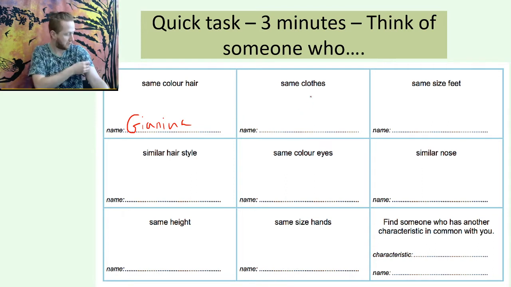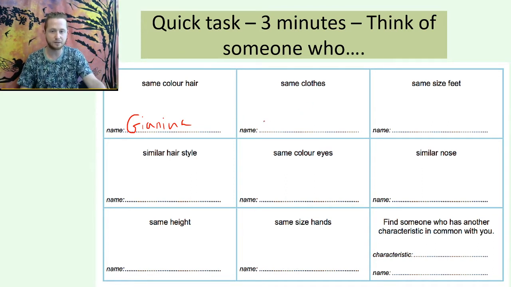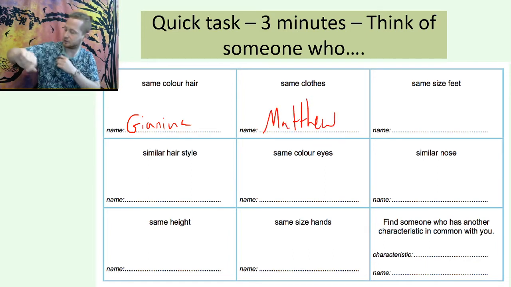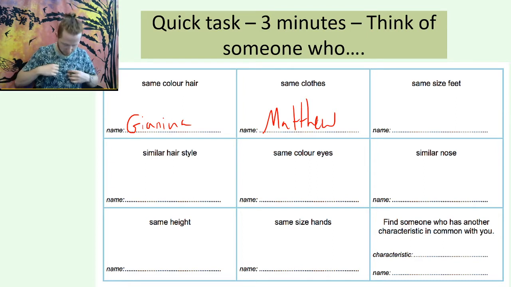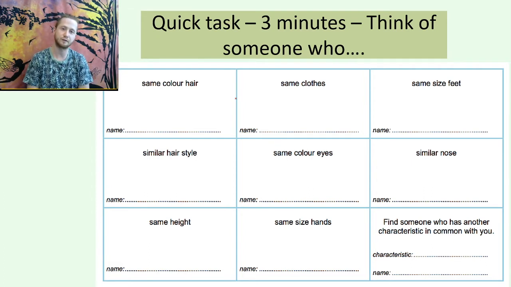This top I'm wearing, lovely little plant life on it. I know that my friend Matthew, he loves similar clothes that are really wonderful like this and got lots of different plants and things on it. So I'm going to delete this so you can get that done. What I'd like you to do is in 3 minutes' time, make sure you've seen if you can fill in this as much as possible. I'll give you that time now if you want to time yourself for 3 minutes.